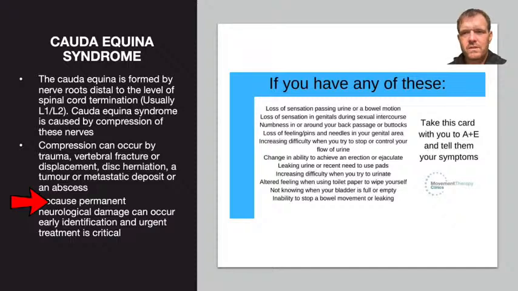But if you don't get seen quickly, you can have permanent neurological damage, and you will lose the sensation permanently, or you will lose the motor control permanently. So it needs to be dealt with really, really quickly. Okay, so this is an urgent treatment, which is critical. So that's why having this card to give out is a useful thing to have. Okay, so hopefully that makes sense, and hopefully now you've seen the region, then you understand why it's such a problem.